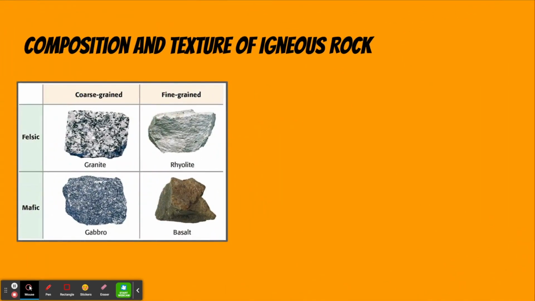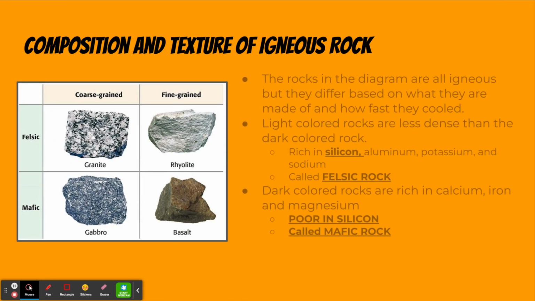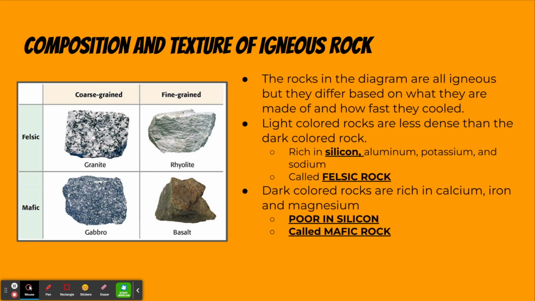All right, if we take a look here, composition and texture of igneous rocks. The rocks in the diagram are all igneous, but they differ based on what they're made of and how fast they cooled. The light colored rocks up at the top are less dense than the dark colored rocks. The light colored rocks we call felsic rocks. They're rich in silicon, aluminum, potassium, and sodium. Again, we call those felsic because they're light colored. Dark colored rocks are rich in calcium, iron, and magnesium, but they're poor in silicon. We call those mafic rocks.